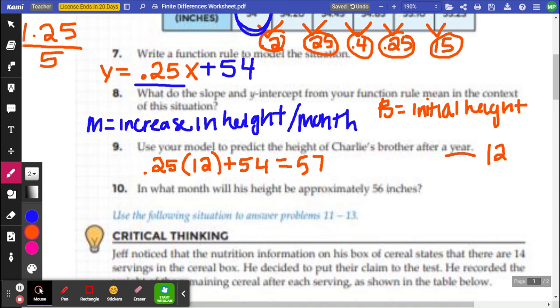Now, in what month will his height be 56 inches? Now, think of what we just said. There are 4 quarters in 1 inch. So if we want to go from 57 to 56, how many months are we going to go back from 12? 4, right? So what month is he going to be 56 inches? Month 8. Or you can put 56 in for Y and solve. Either way.